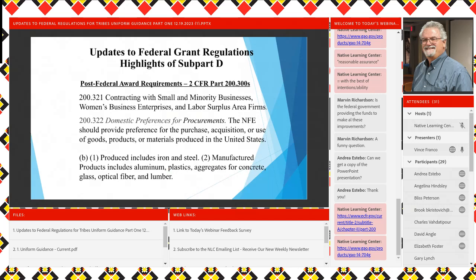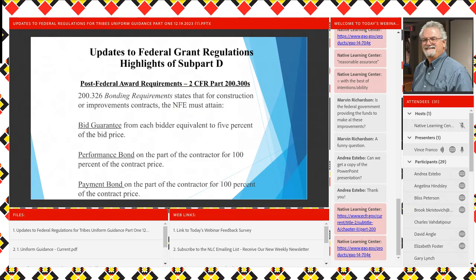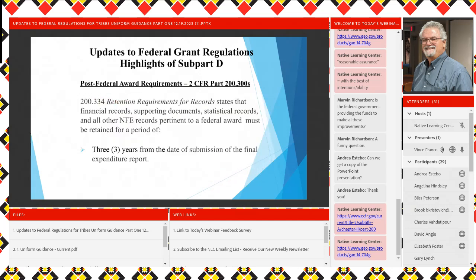No changes here. Contracting with small minority women, business enterprises, labor surplus areas, if you can find them. Domestic preference by American, that's still a carryover. None of that has changed in these regulations. None of the bonding requirements have changed, increased, or decreased for your general contractors. Nothing has changed there.